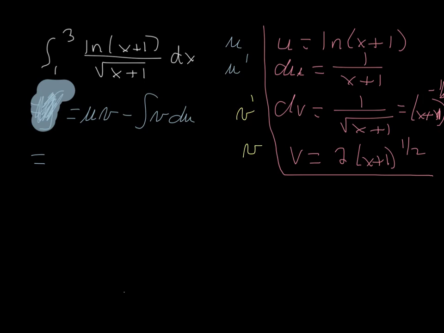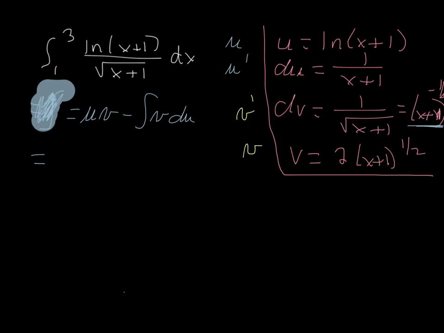here's the u function, and the derivative of ln of x plus 1 is 1 over x plus 1. And then if we choose the other function as the v prime function, then that would be the 1 over root x plus 1. So if you write that, it's a little messy over here, but if you write it as x plus 1 to the exponent negative 1/2, then the integral of that to get the v function would have to be x plus 1 to the positive 1/2, and then we would have to multiply by the 2 in front, and so that's the v function.